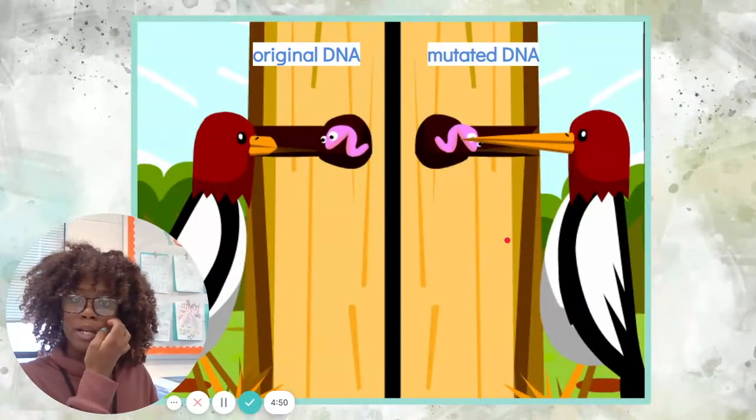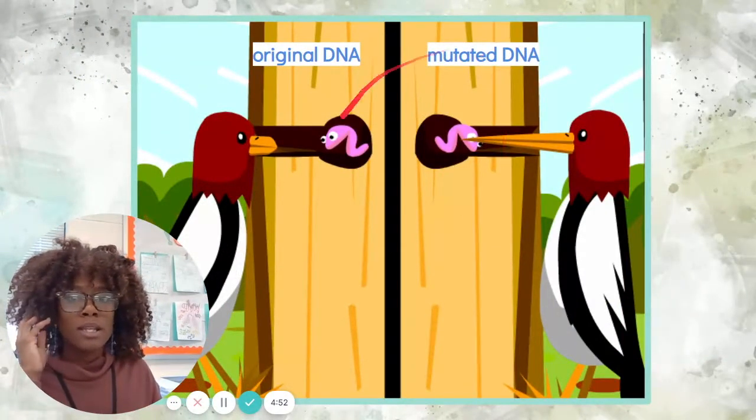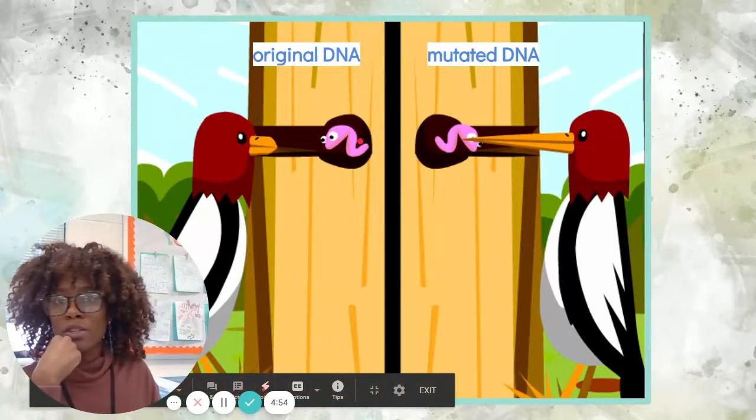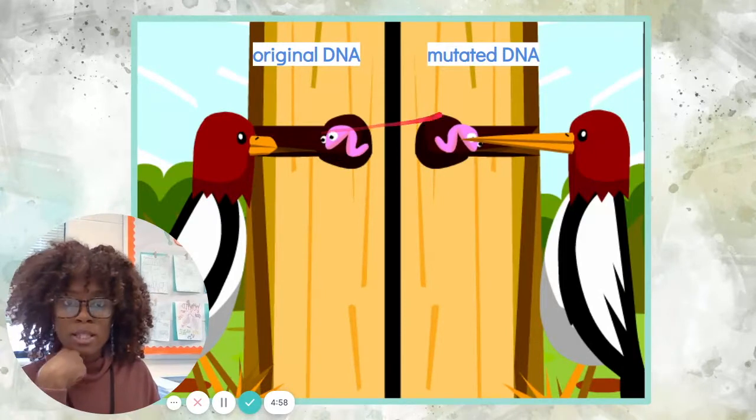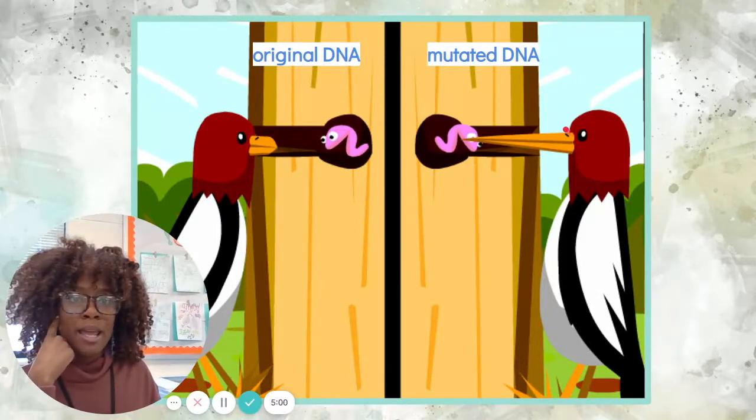Let's look at this example. We see two birds eating in the same place. There are some bugs inside of this tree. The original bird has DNA that gives it a beak like this, while the mutated bird's DNA causes the beak to be shaped like that.